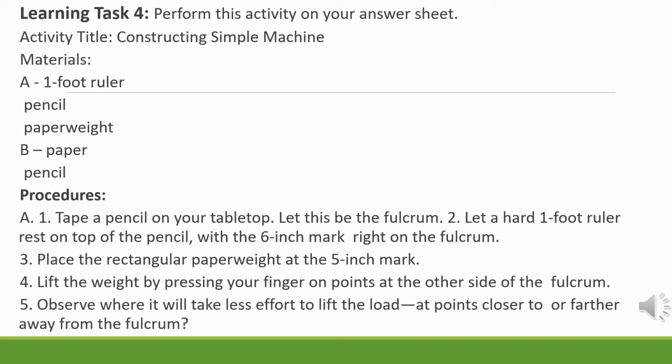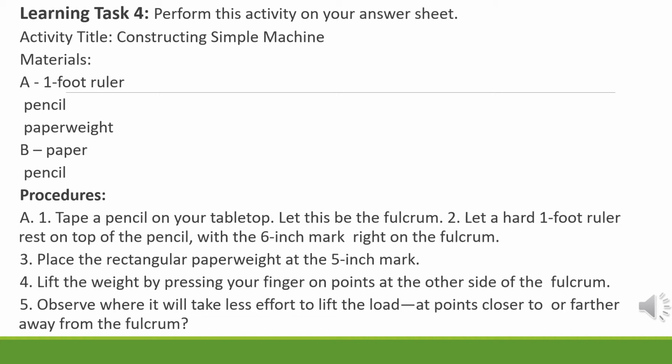Materials: A. 1-foot ruler, pencil, paper weigh. B. Paper, pencil. Procedures: Letter A. 1. Tape a pencil on your tabletop. Let this be the fulcrum. 2. Let a hard 1-foot ruler rest on top of the pencil, with the 6-inch mark right on the fulcrum.